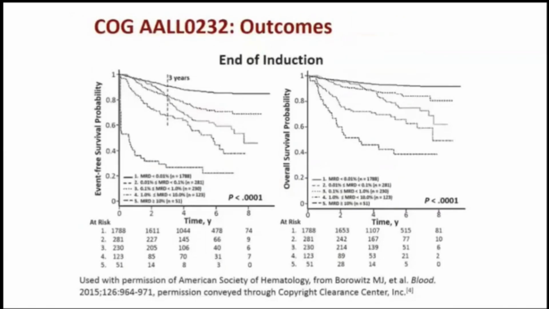They clearly showed that the level of MRD at the end of induction is directly proportional to the event-free survival. So if you have a lower MRD, the better the outcome at 3 years. And you can see in both the plots, both the event-free survival as well as the overall survival. The various cutoffs for MRD have been used: less than 0.01, then 0.01 to 0.1, 0.1 to 1%, 1% to 10%, and more than 10%. And you can see very beautifully the plots are separating out.